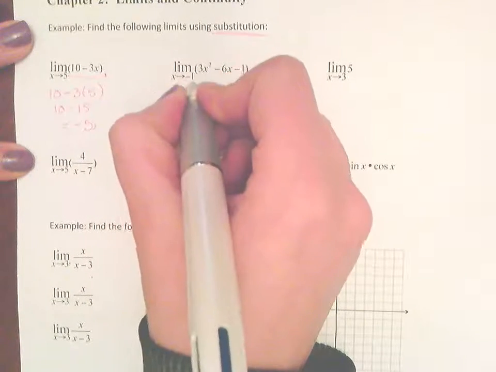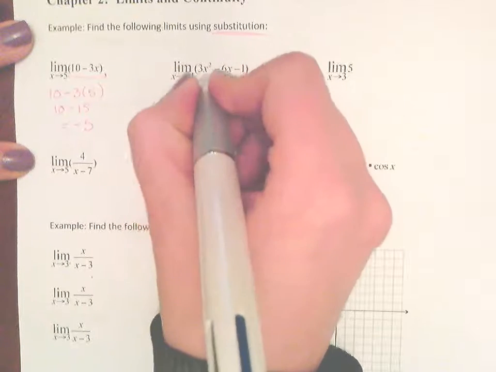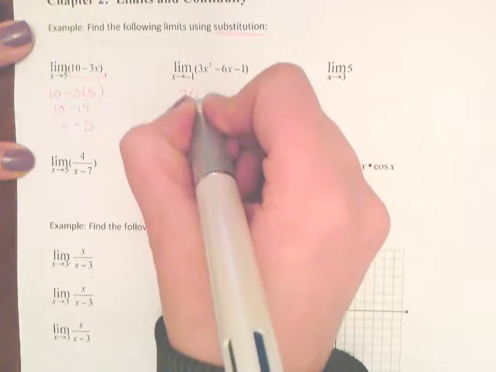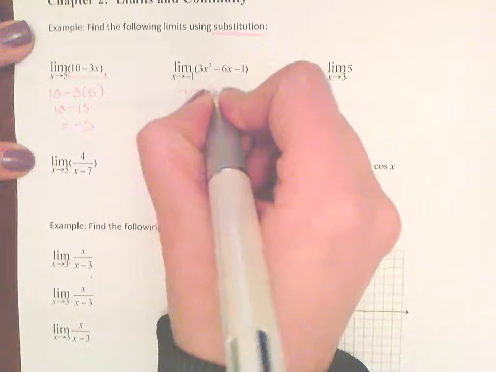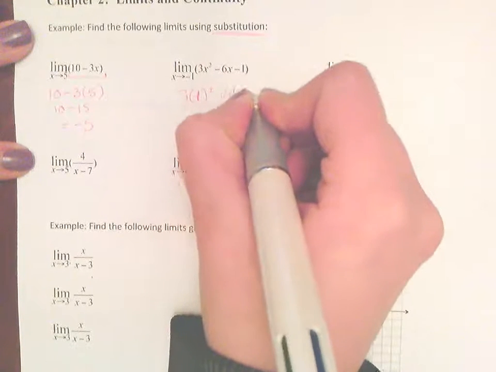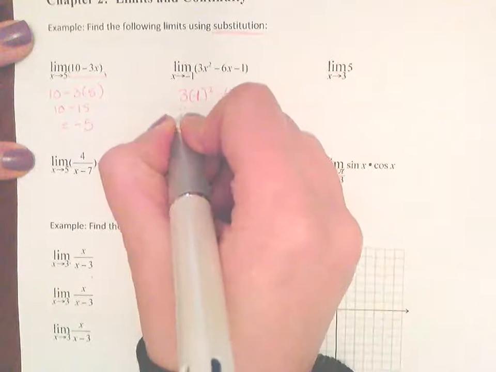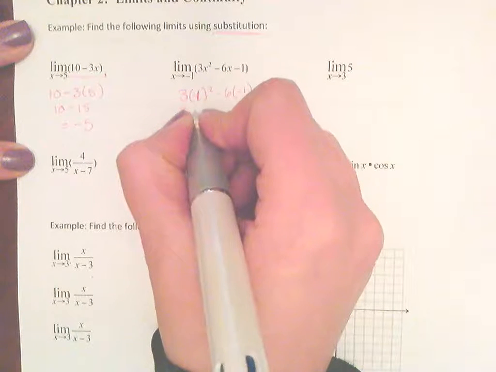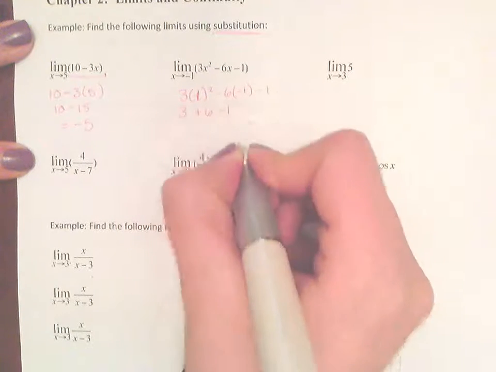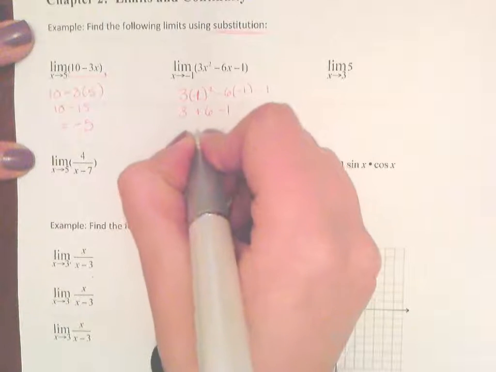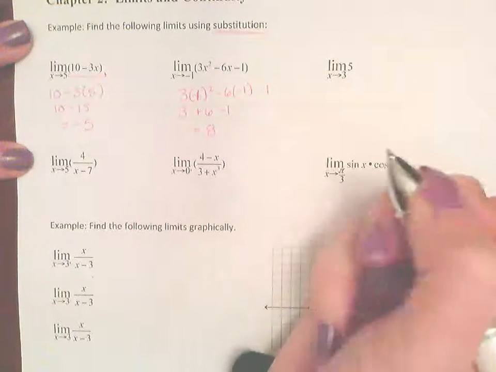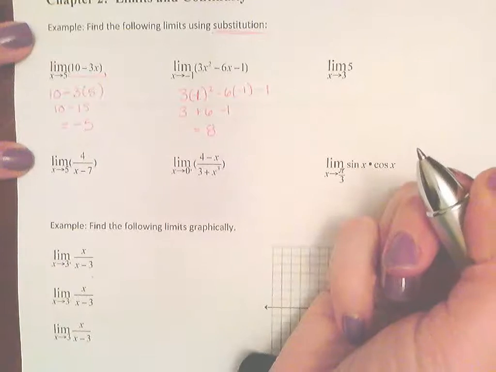Now the limit as x approaches negative 1 of this parabola, so I'm going to plug in negative 1, and I'm going to solve this, so 3 plus 6 minus 1, and that is going to give us our answer of 8. Okay?